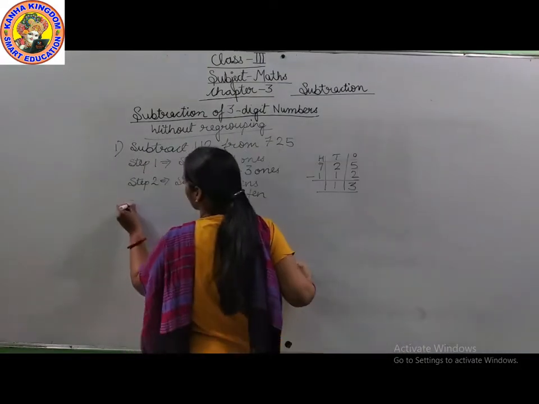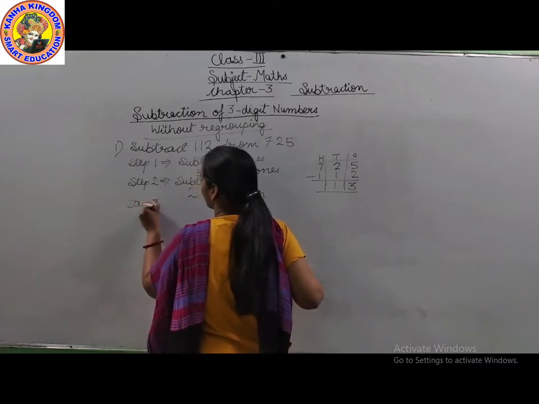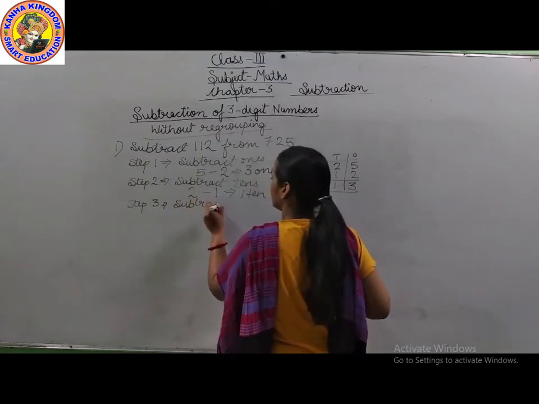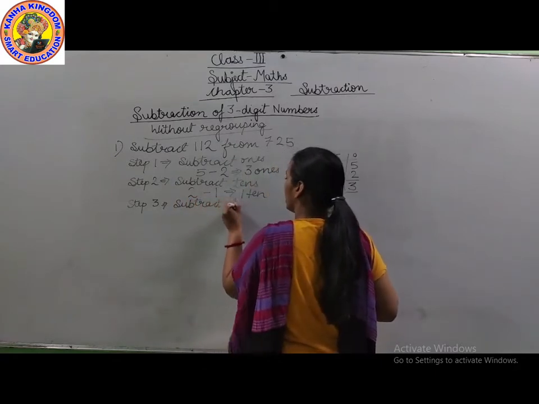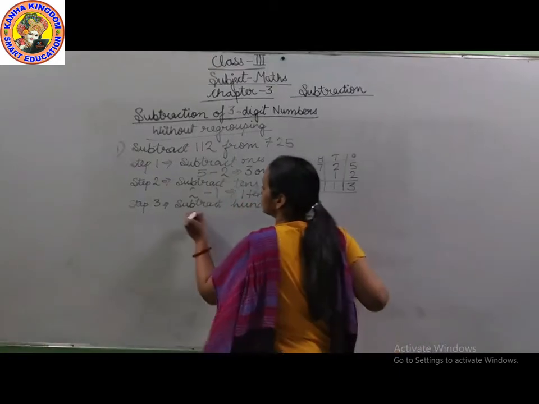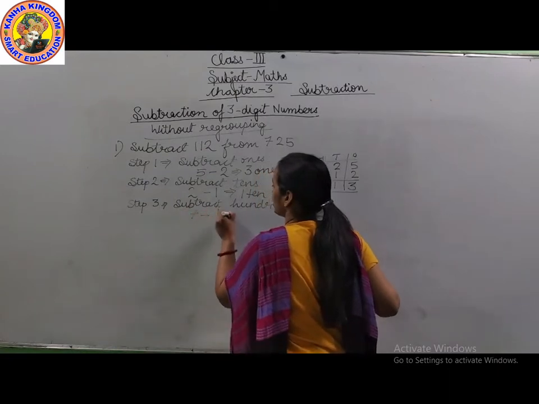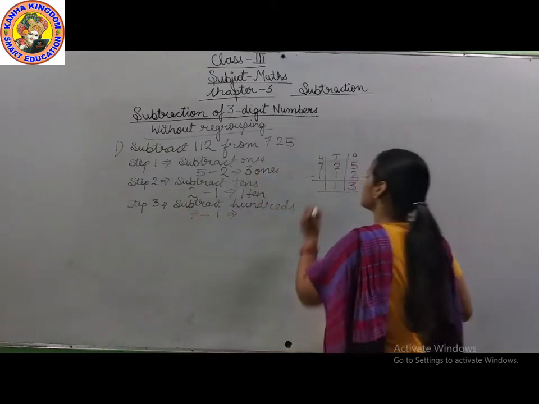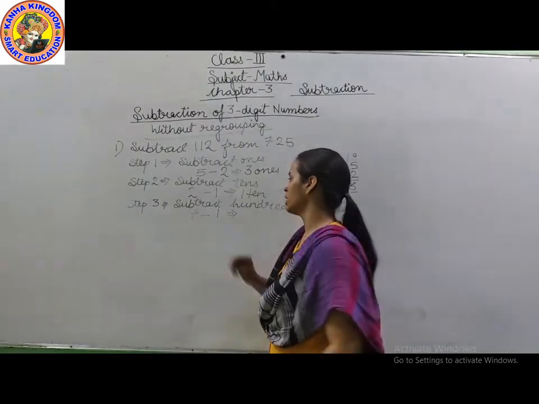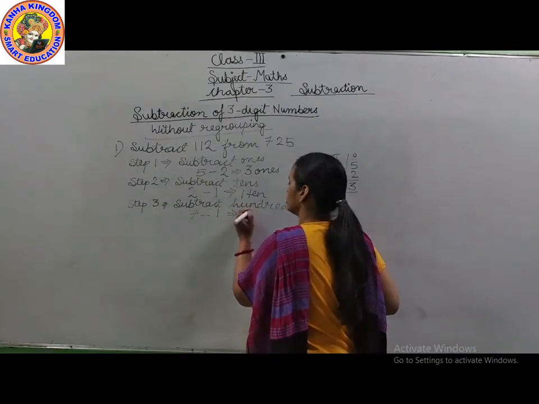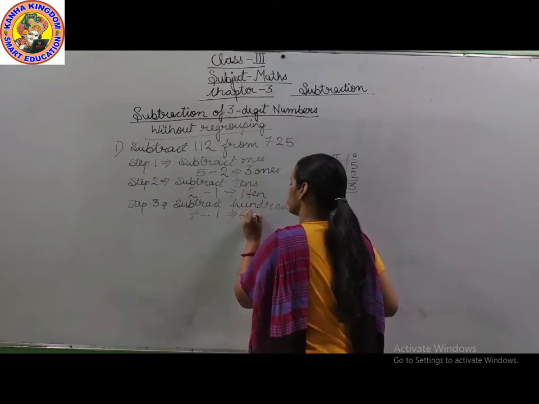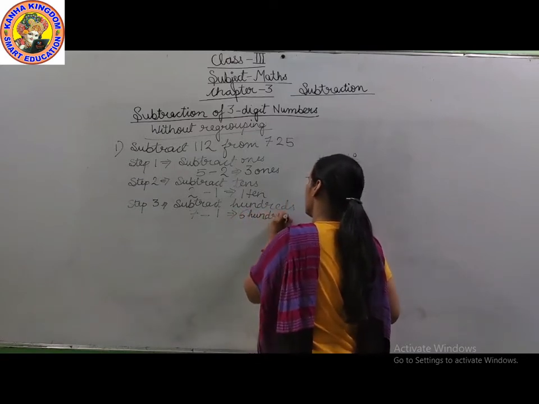Last step 3, subtract hundreds. So 700 minus 100, our answer is 6. When we subtract 1 from 7, our answer is 6. So we write here 6 hundreds.